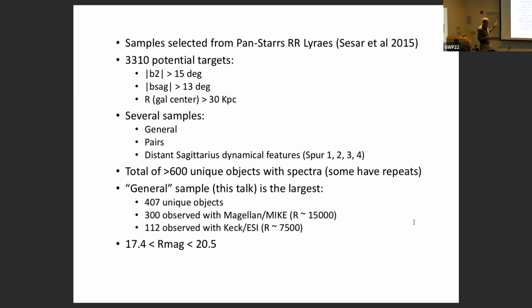There are 400 objects in the sample. 300 were observed with Magellan and MIKE at very high resolution, 15,000. And 112 were observed with Keck and ESI at about half that resolution. And the typical magnitudes of these stars are like 18th and 19th. They sort of go from 17.5 to 20.5.